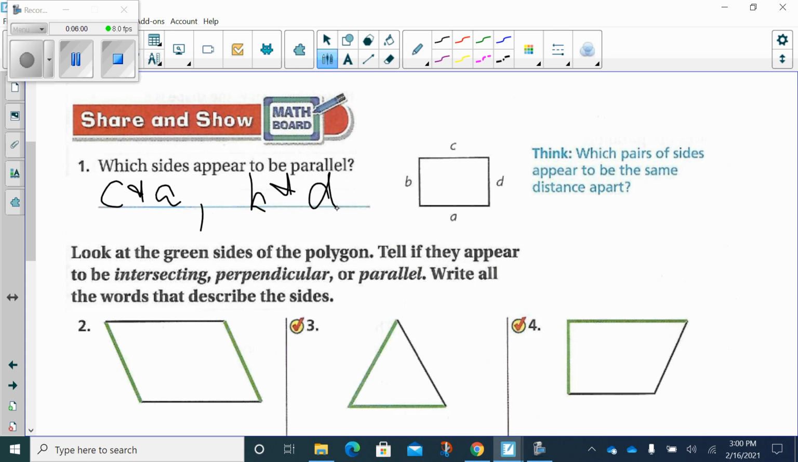Okay, C and B are not parallel. These two are not parallel. It's a right angle, isn't it? So these two are perpendicular. Okay, but C and A are parallel.